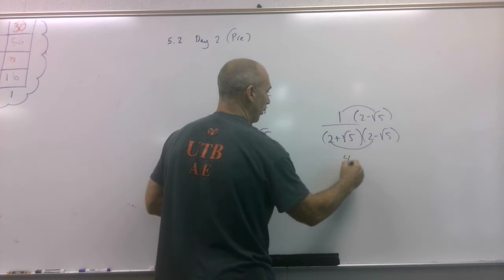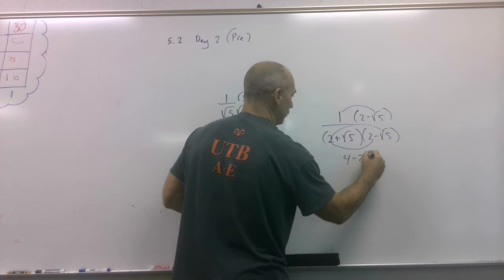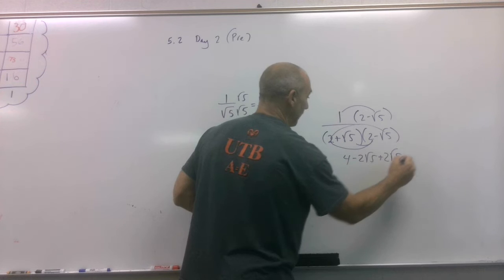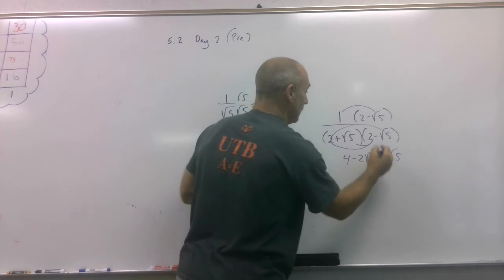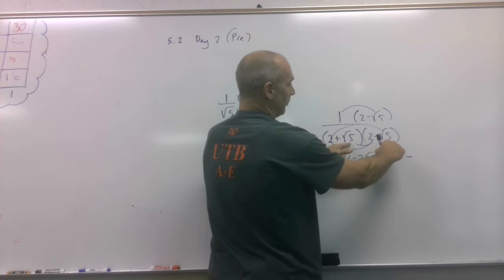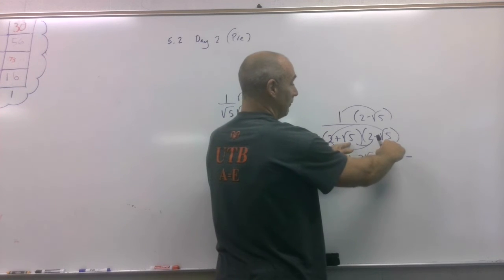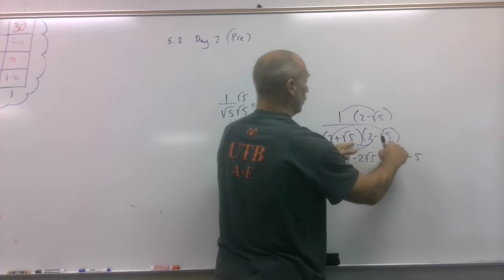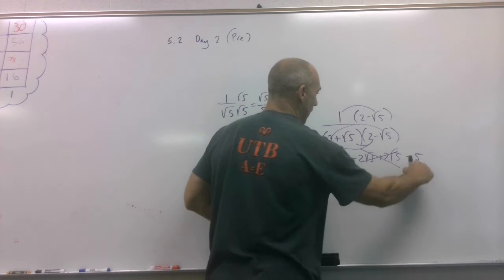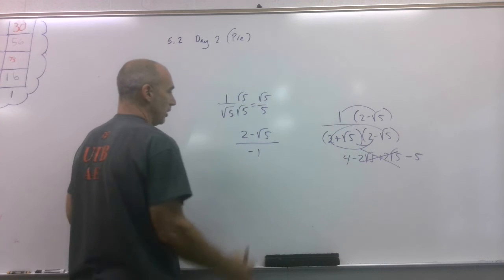2 times 2 is 4. Outside, negative 2 square root of 5. Inside, positive 2 square root of 5. That's why this method works. And then a negative times a positive is negative. Square root of 5 times square root of 5 is technically the square root of 25, which is just 5, or the roots fly off. These cancel. 4 minus 5 is negative 1.